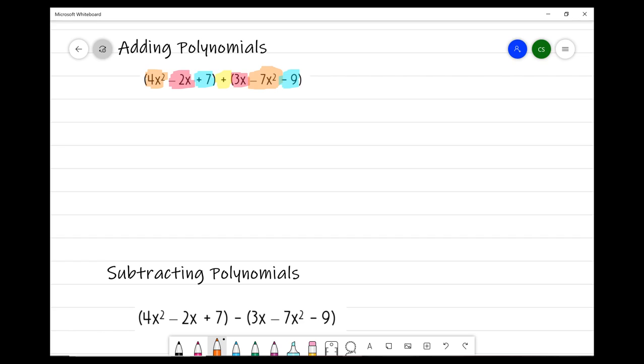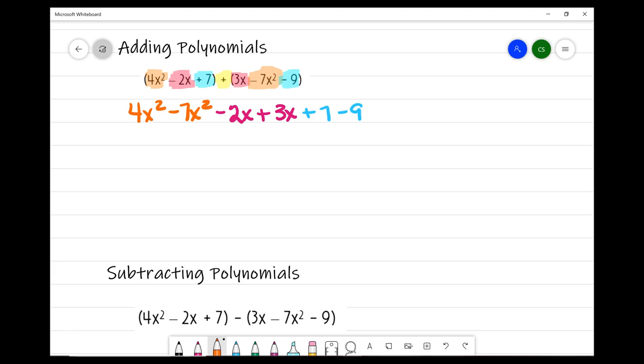Now I like to group my like terms together because it's just better to visualize it that way. So 4x squared minus 7x squared, minus 2x plus 3x, plus 7 minus 9. So I've grouped my like terms. Now remember, since they're already grouped and identified, with the same variable and exponent, all I'm doing is combining my coefficients.